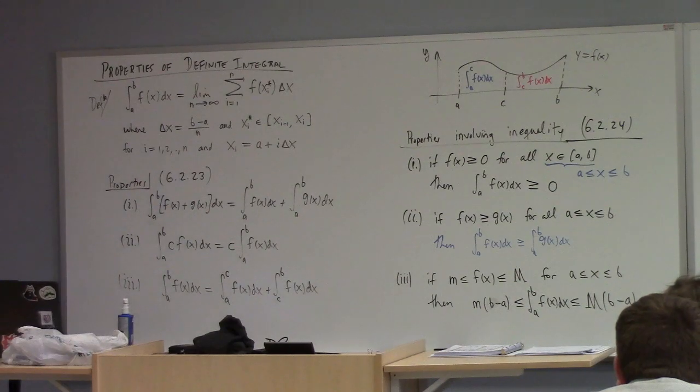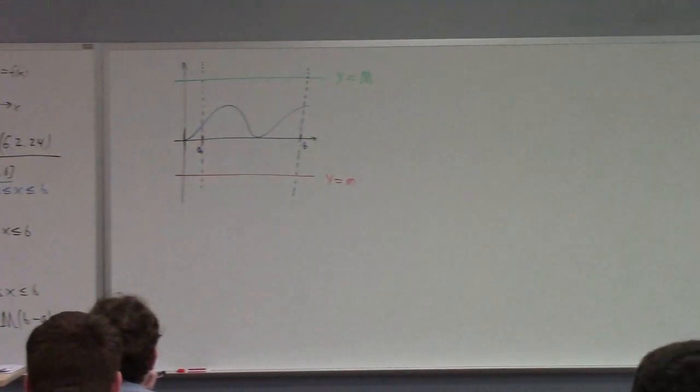So what's the area, the signed area, if you will, under y equals little m? That's a negative one, right? Because I've drawn little m as if it was negative.